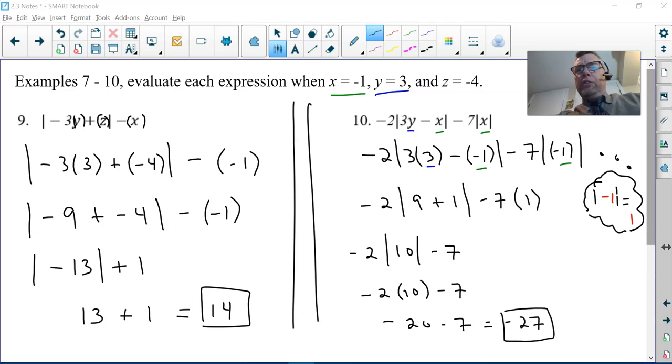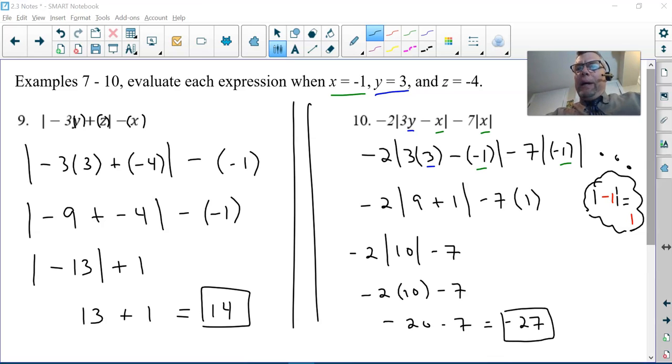I put parentheses around the y, the x, and the x from the original expression, and I replaced the y with 3, the x with negative 1, and the x with negative 1. I then followed the order of operations, and inside my grouping symbols of absolute value, I had to do multiplication first, so I did 3 times 3, which is 9. And then I had minus negative 1, which I turned into plus 1. So inside the absolute value, it now says 9 plus 1. And the negative 2 is still sitting out in front.